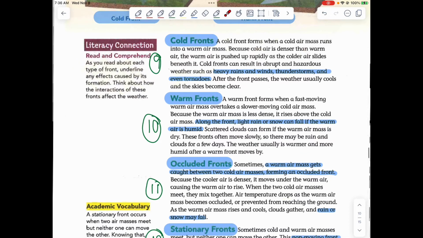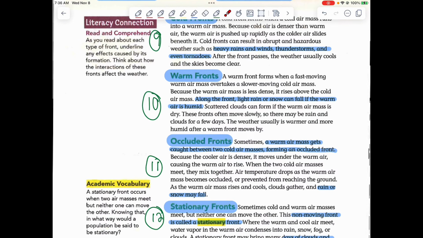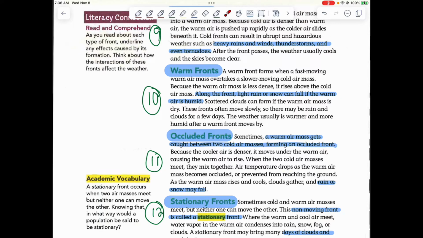And here's what I highlighted. I did highlight, as you can see, each of the names of the different fronts, because we're going to get a little bit of information about each one. So if you want to start with that, go right ahead. In paragraph 9, we've got cold fronts. What really is important about cold fronts is some of those characteristics. It brings heavy rains and winds, thunderstorms, and even tornadoes. So I want to know that cold fronts bring those types of weather.